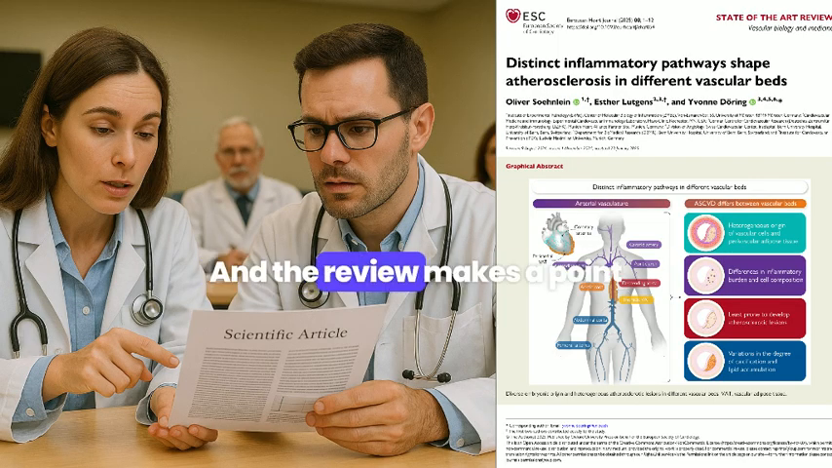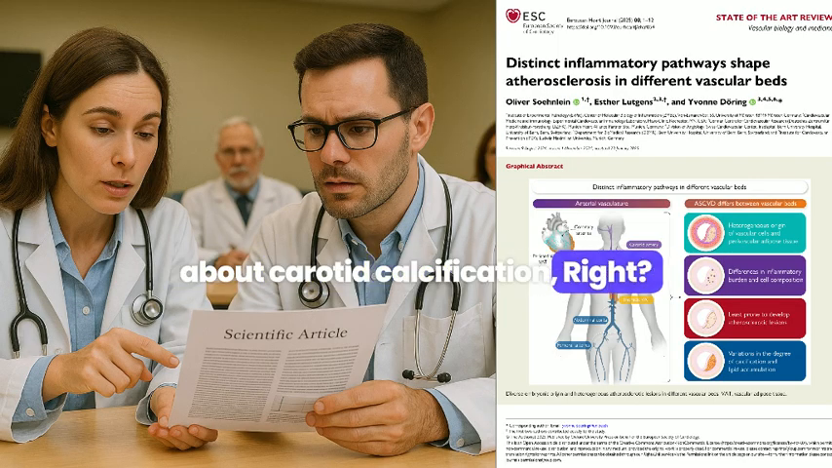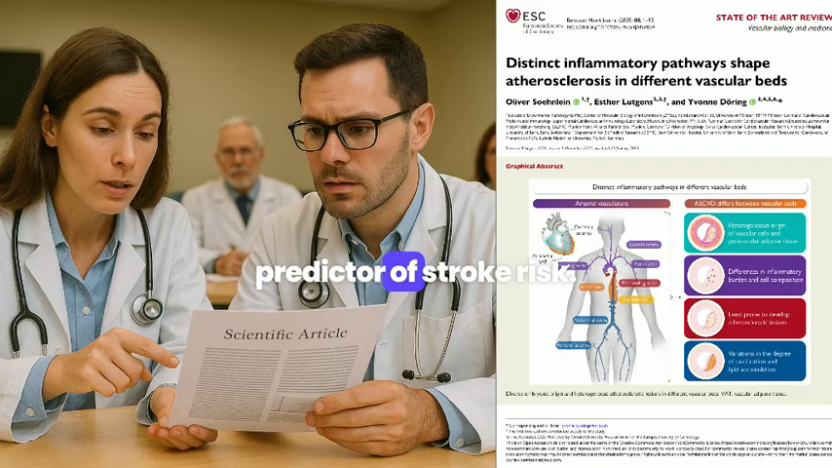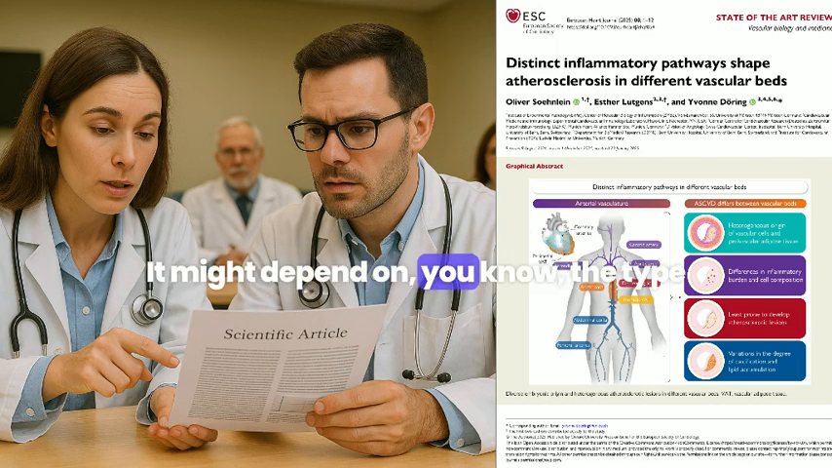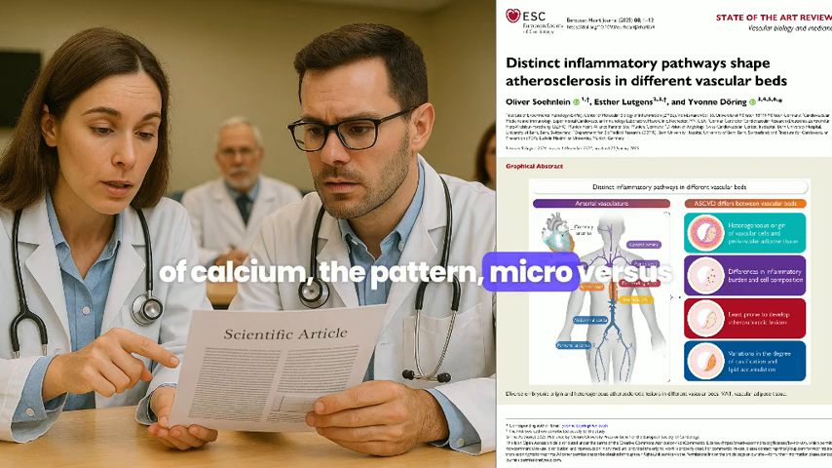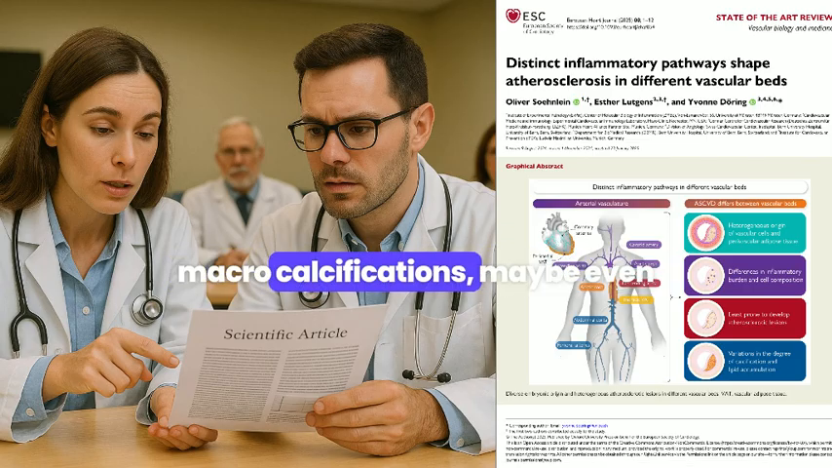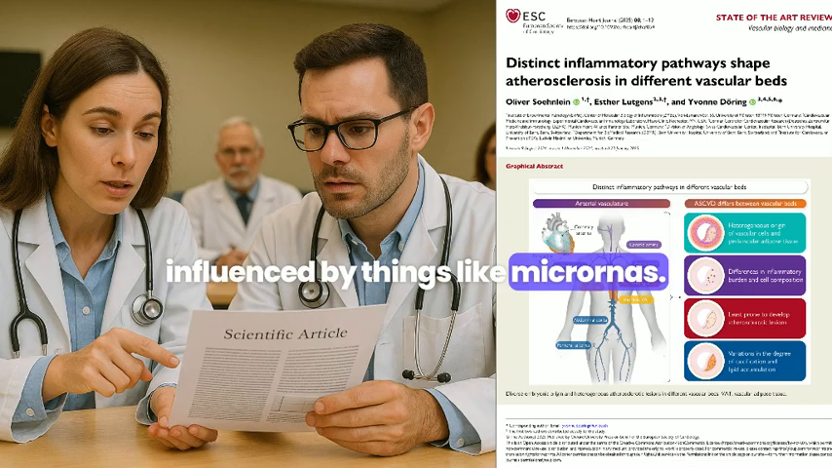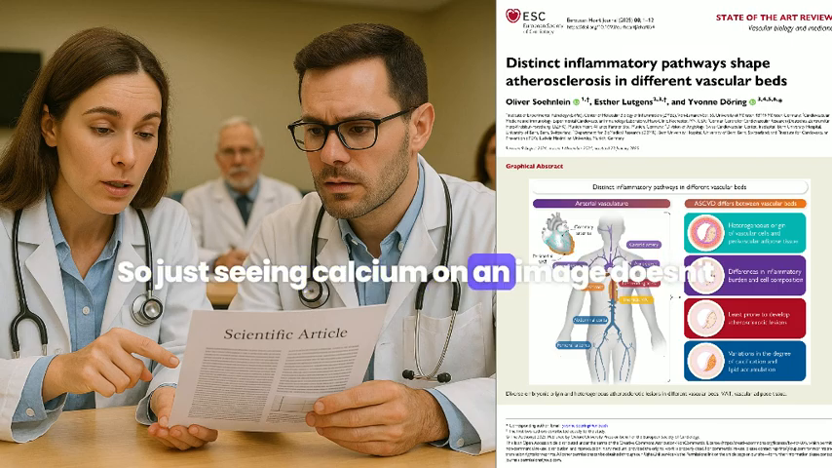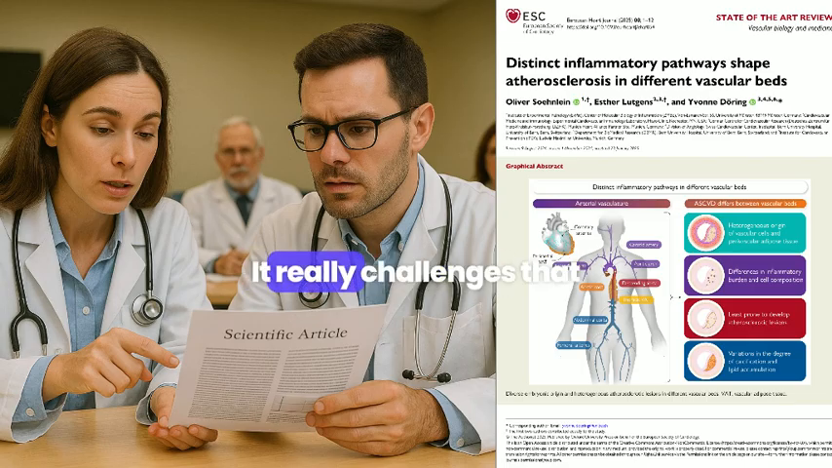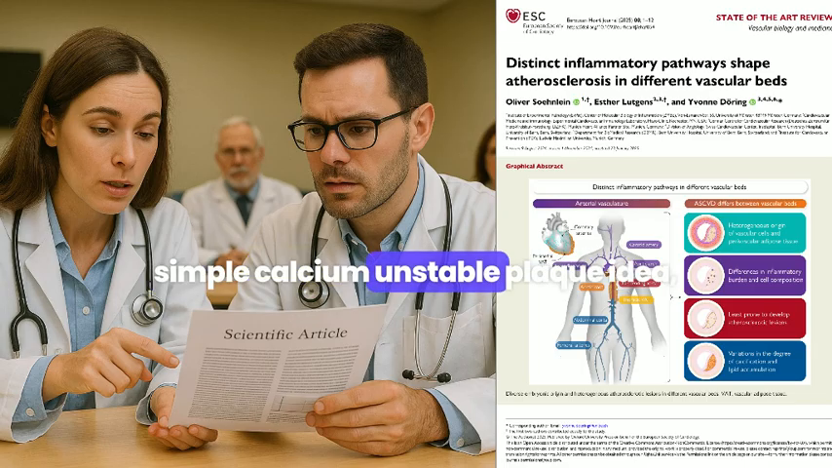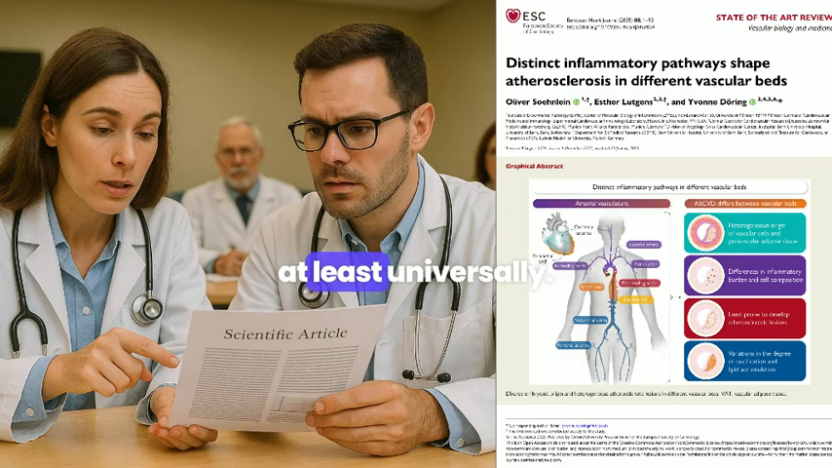Oh, okay. And the review makes a point about carotid calcification, right? That it's not always a clear predictor of stroke risk. Exactly. It's not straightforward. It might depend on the type of calcium, the pattern, micro versus macro calcifications, maybe even influenced by things like microRNAs. So just seeing calcium on an image doesn't tell the whole story for carotid risk. It seems not. It really challenges that simple calcium-unstable plaque idea, at least universally.